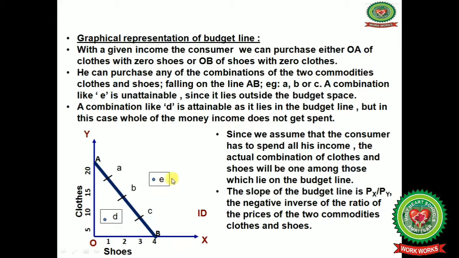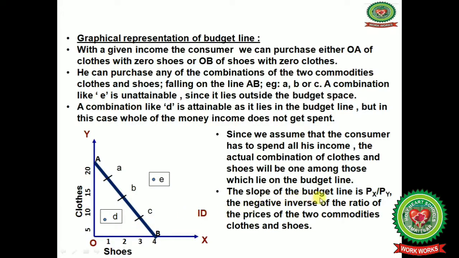Since it lies outside the budget space, and the combination like D is attainable as it lies below the budget line, but in this case the whole money of the consumer does not get used. The consumer has a surplus at this point. Since we assume that the consumer has to spend all his income, the actual combination of clothes and shoes will be one among those which lie on the budget line. Only these points: A, B and C.